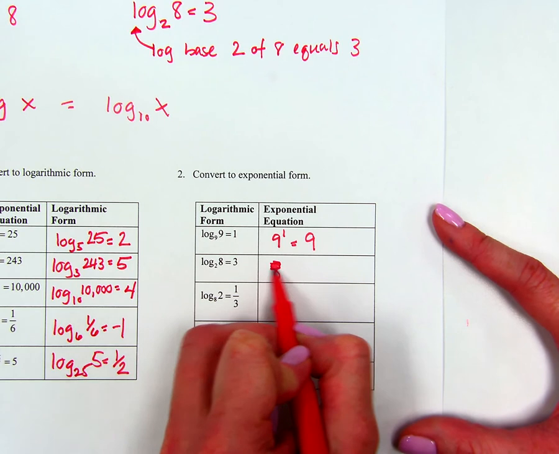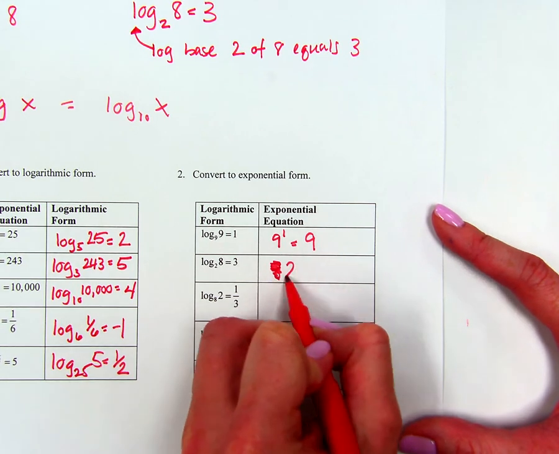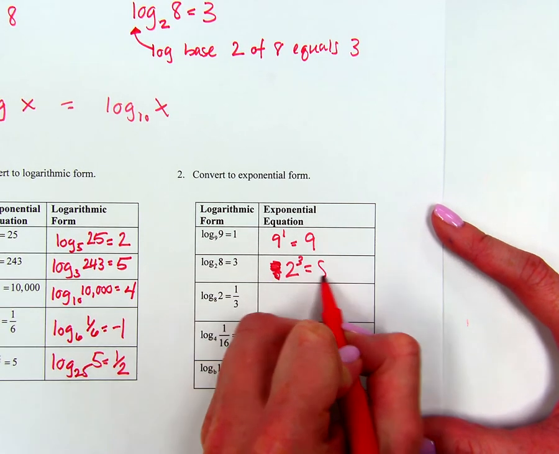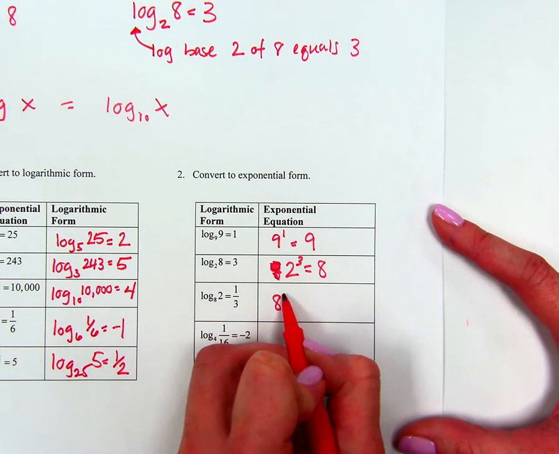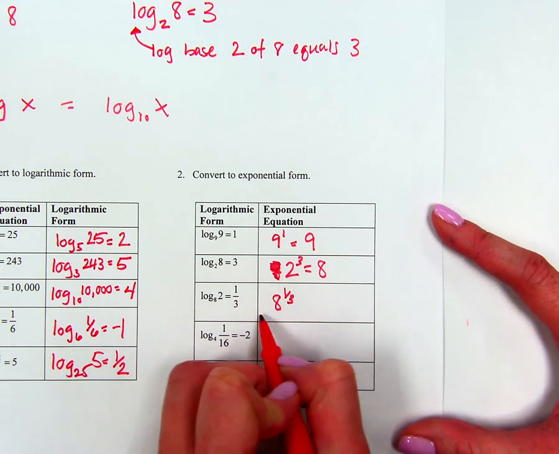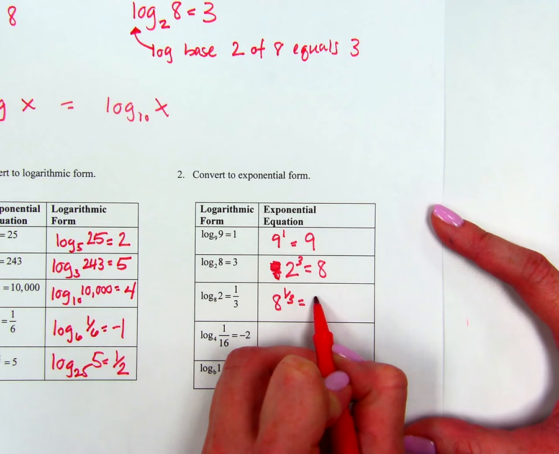Excuse me. We're going to take 2 raised to the third power and get 8. Next one, we'll take 8 to the 1/3 power. That's going to give us 2.